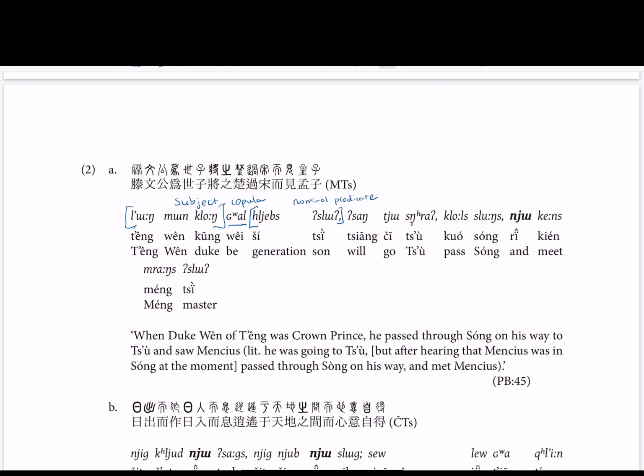And that is the first part of the sentence. Now let's turn to its second part. Sang du sra. So this is a future tense marker, will.